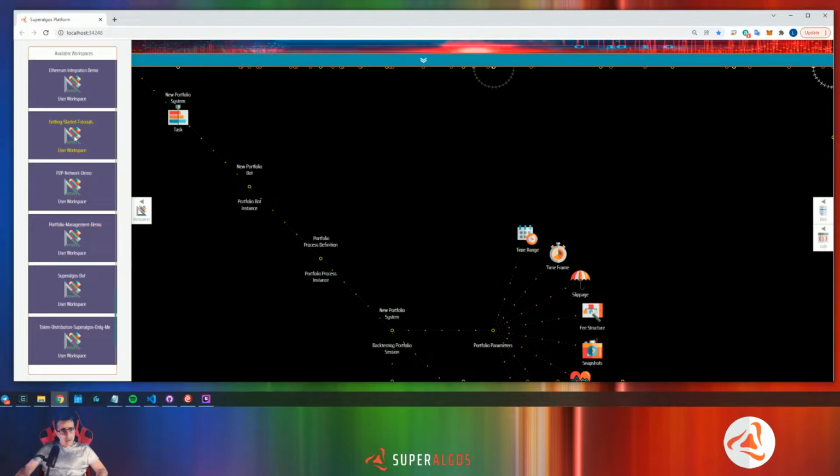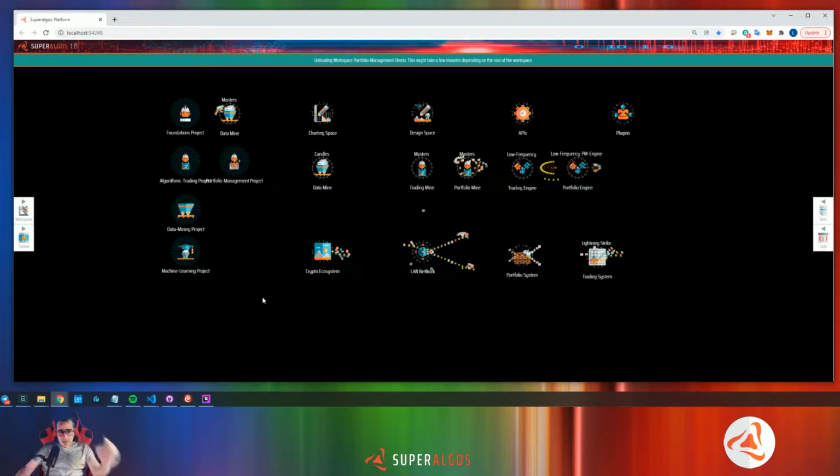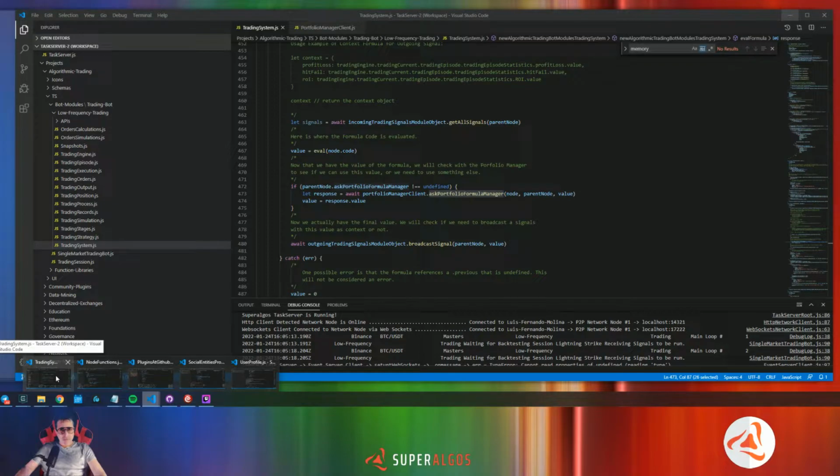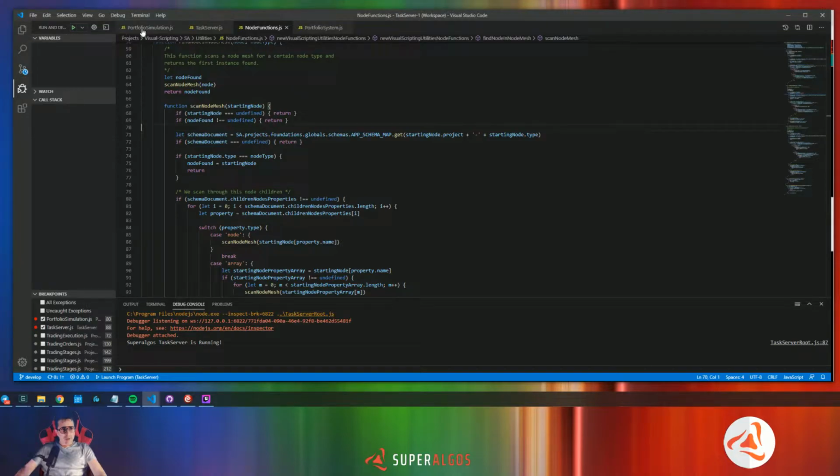my getting started tutorials workspace. Even though it's going to take some time to load, I'm going to make sure that everything is well set up before starting. So while this loads, let's remember how this is set up.